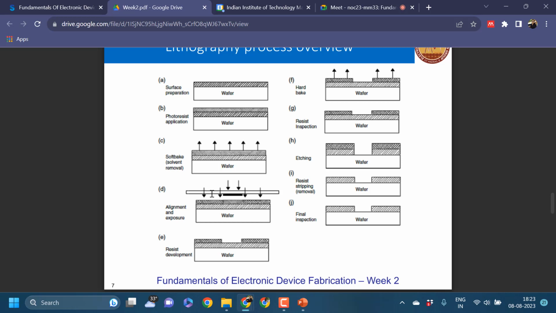One more thing in case of positive photoresist, it directly transfers the design. In case of negative photoresist, what happens? It transfers the negative of the design, that is the inverse of the design, onto the substrate. So that is the difference between positive and negative photoresist.